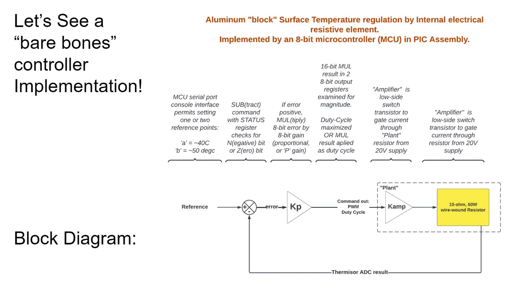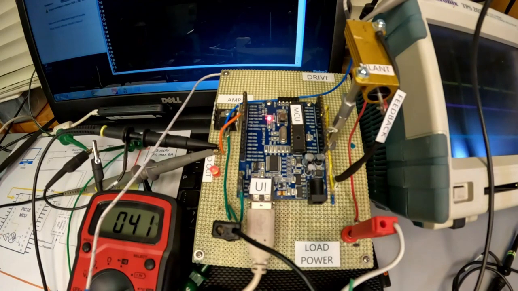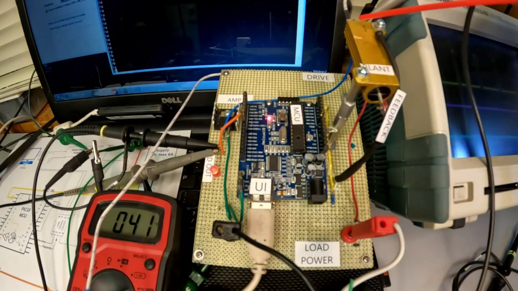Let's appreciate our bit level manipulation, binary arithmetic, and register level device programming by an example of a control loop implemented on an 8-bit microcontroller. This is an electromechanical system in that we're supplying electrical energy into what's called a wire wound resistor. And let's see that live here. So this is what we'll call our plant.